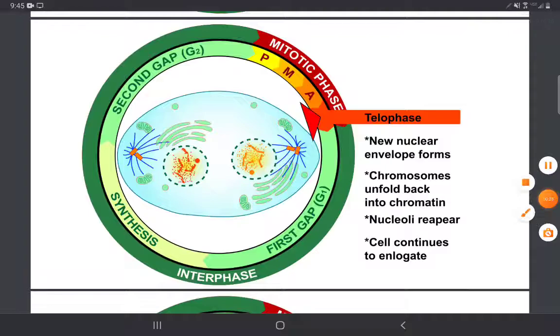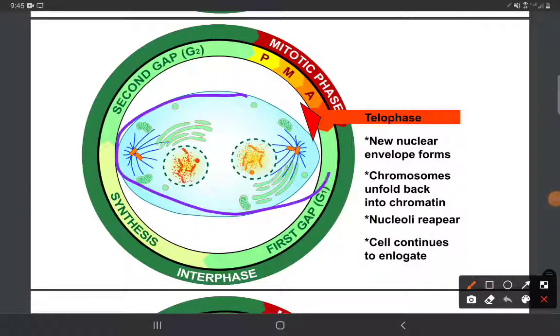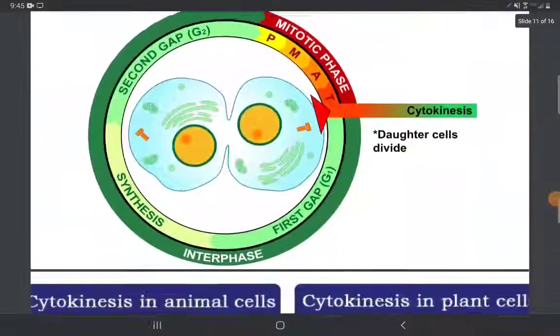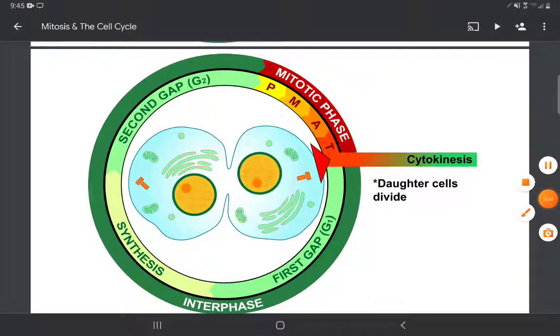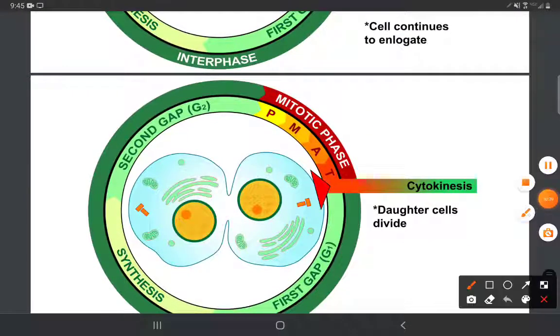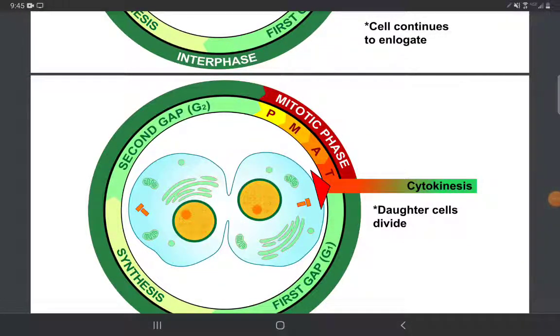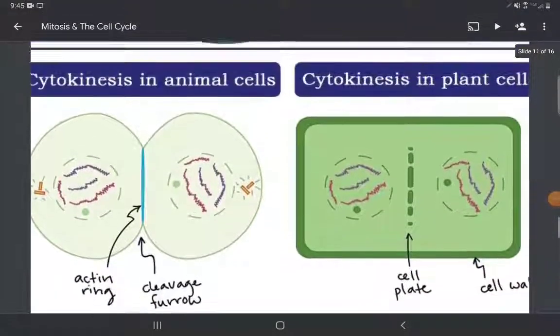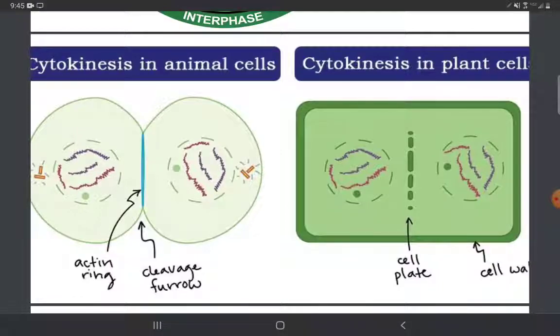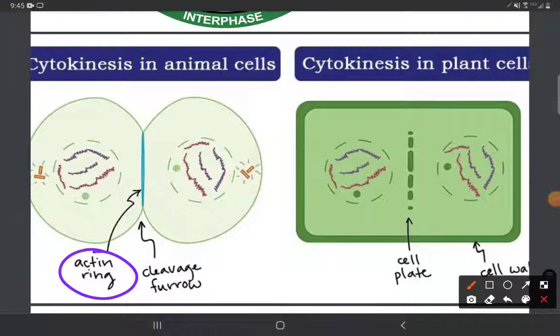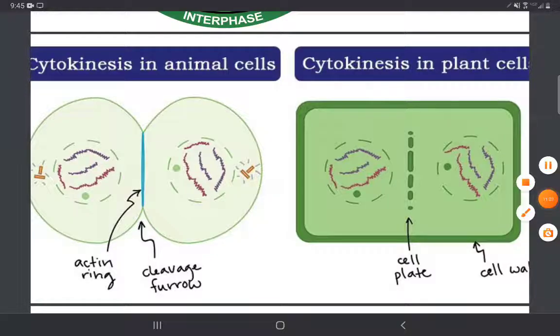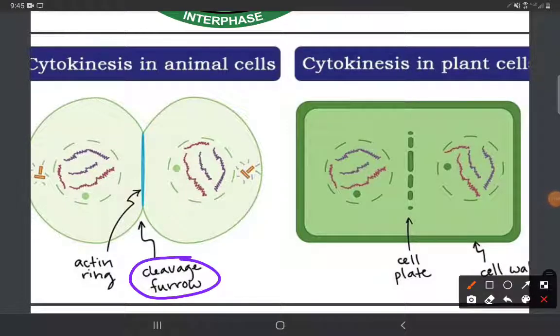The cell also elongates like an egg. In cytokinesis, the cytoplasm is cut in half, and 2 new daughter cells are made. Cytokinesis is different for animals and plants. In animals, an actin ring, which is a fiber, goes around and around the center. It is then squeezed tight to help the cell divide. A cleavage furrow begins to form, which should be easy for you to remember.